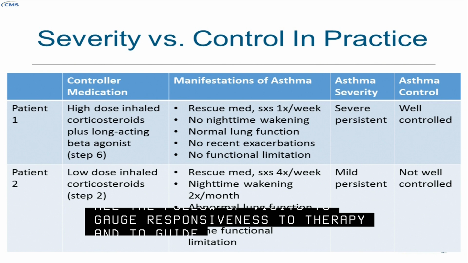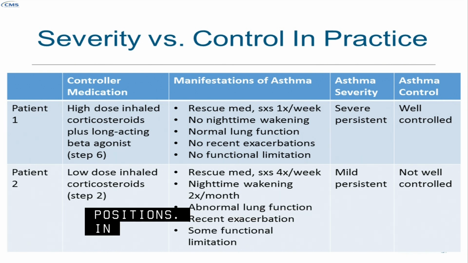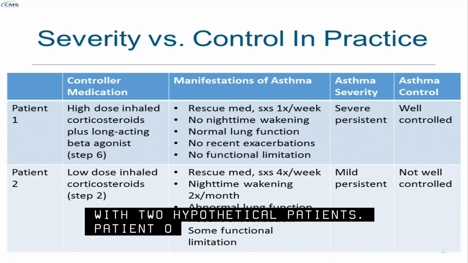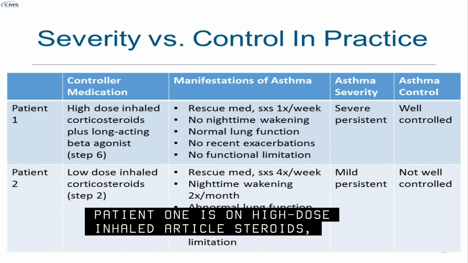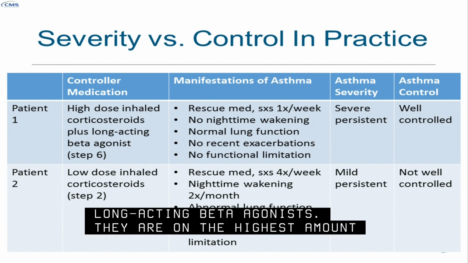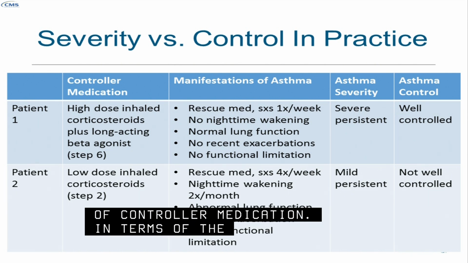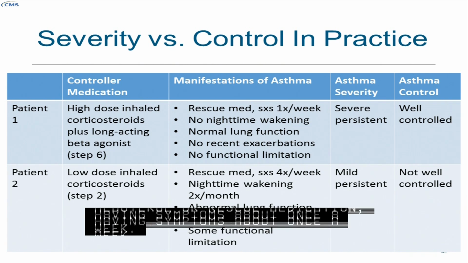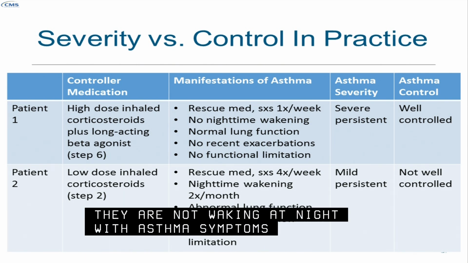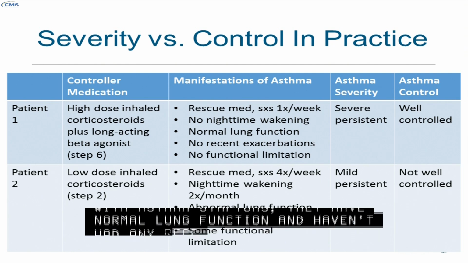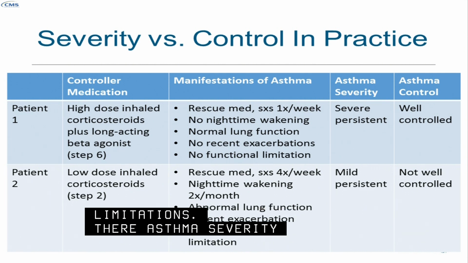So in practice, I want to illustrate the difference between severity and control with two hypothetical patients. Patient one is on high-dose inhaled corticosteroids plus a long-acting beta agonist, so they are on the highest amount of controller medication. In terms of their manifestations of asthma, they need their albuterol or rescue medication and have symptoms about once a week. They're not waking at night with asthma symptoms. They have normal lung function. They haven't had any recent exacerbations, and they have no functional limitation. So their asthma severity category is severe persistent, but because they have little to no manifestations of asthma, they are considered well controlled.